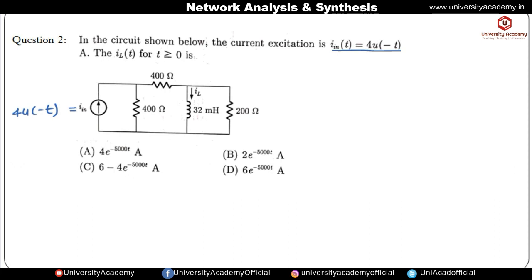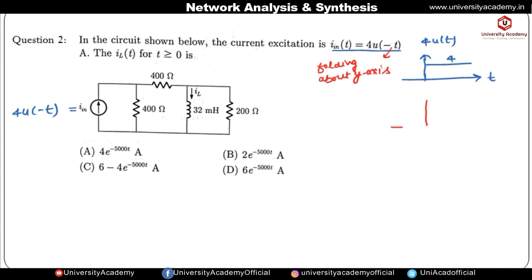So let us first draw the waveform of 4 into u of t. So u of t is a unit step function, and it is 4 into u of t. Suppose u of t is right sided, and its amplitude is 4. But here the input current source given to us is 4 into u of minus t. So this minus sign is indicating folding about the y axis. This is called time reversal. This is folding about the y axis, because here t is replaced by minus t, so you have to fold about the y axis.